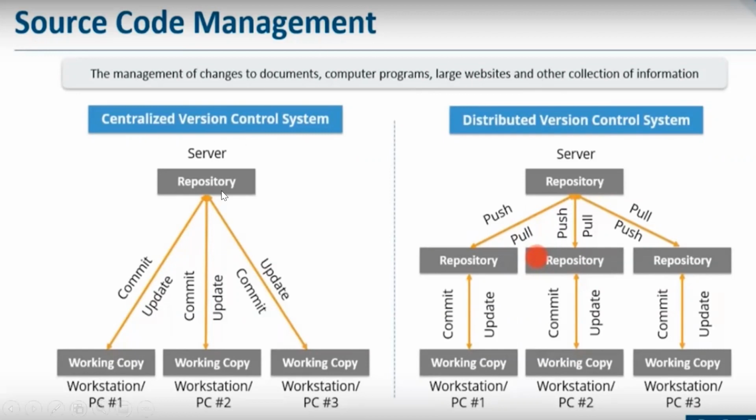If you see this one, every developer has its own working copy in their local machine. Everybody is updating to the same central server. Now, what's the problem if everybody is updating? The load on this particular server will be very, very high. Because of high load, it may crash. And if this crashes, all of them will become out of date, or all of them will crash. So there is a single point of failure, which is not good.